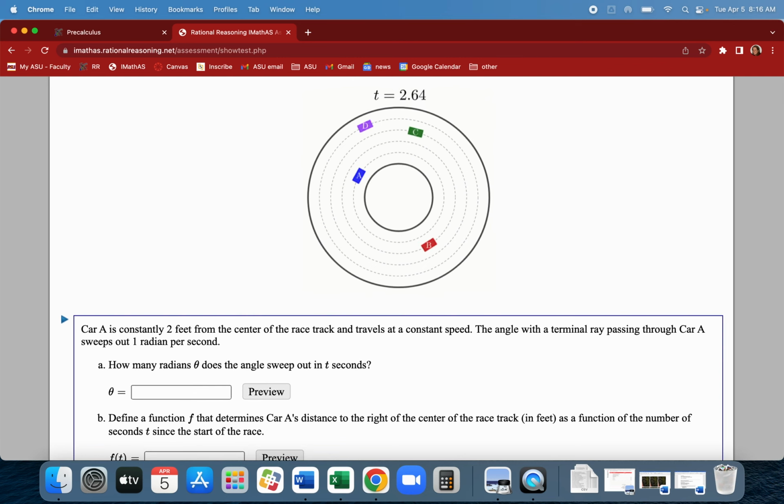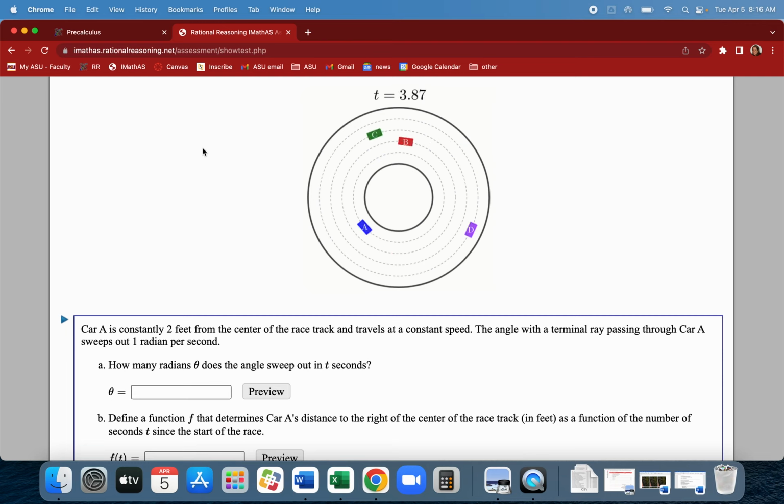Car A, that's the one in the center in this diagram here. Car A is 2 feet from the center of a racetrack, and travels at a constant speed. Instead of giving us the speed, it says the angle with the terminal ray passing through car A goes through 1 radian per second. Oh, it's an angular speed that we've got here, not a linear speed.